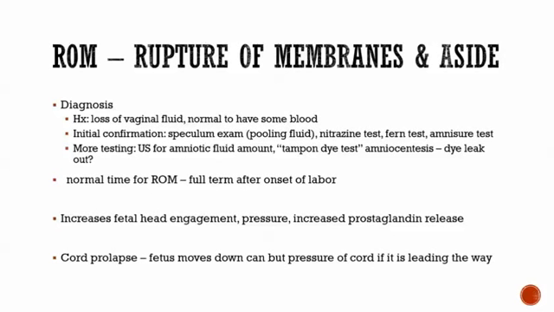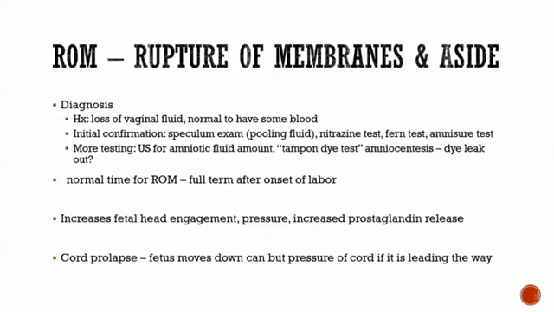Initially you do a speculum exam, see if there's pooling of fluid, and do a nitrazine test. Nitrazine test is essentially like a litmus test. If the pH is high, it should turn blue. So above 7 would be an indication that you have rupture of membranes. The amniotic fluid is more basic than the normal vaginal fluid. So the nitrazine test looks at pH, and pH will be elevated in a positive situation when you have ruptured membranes.